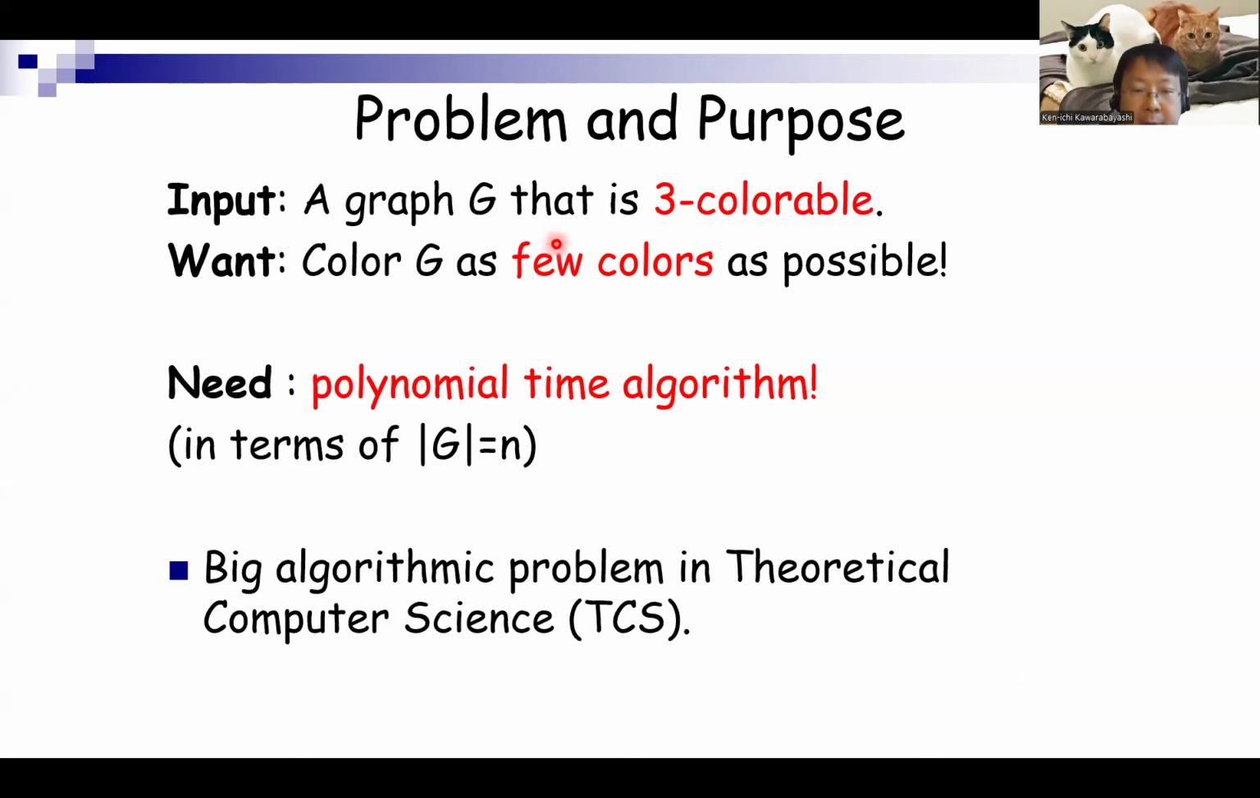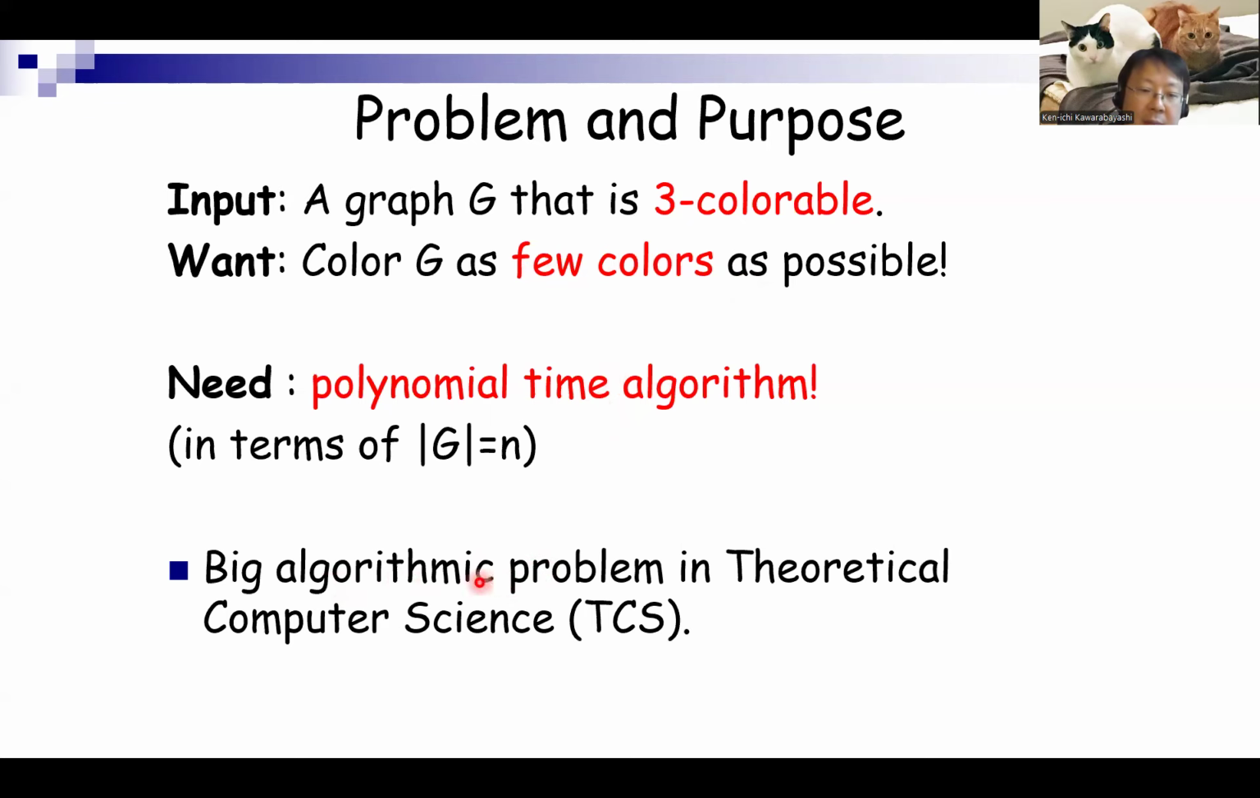The input graph is a three-colorable graph, and what you have to do is color this graph with as few colors as possible in polynomial time. That's important. So the input graph is three-colorable. I guarantee you that it is three-colorable, but I'm not going to tell you how to color it. Your task is to color this graph with as few colors as possible in polynomial time.